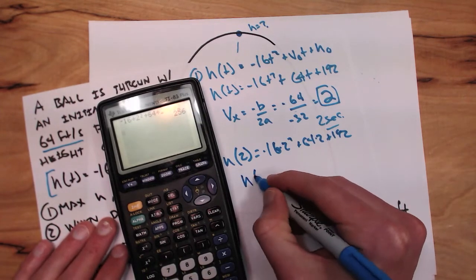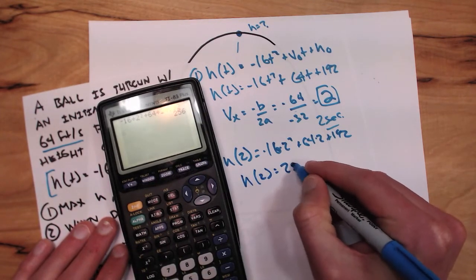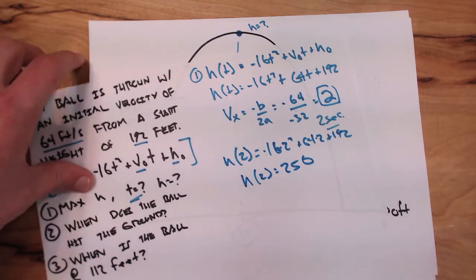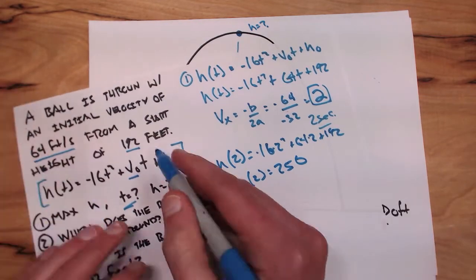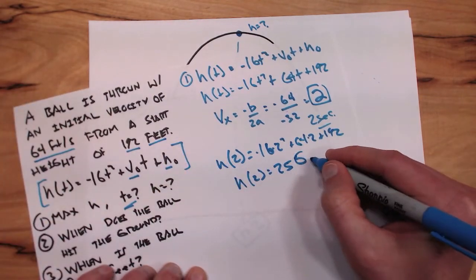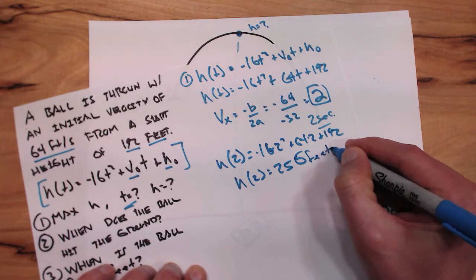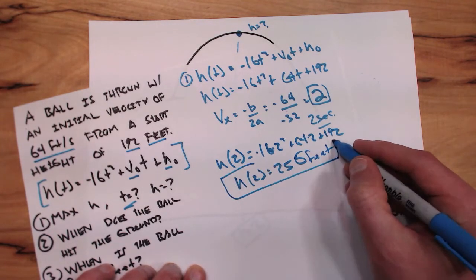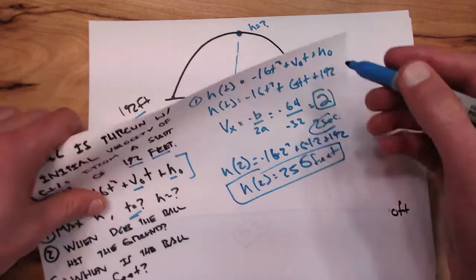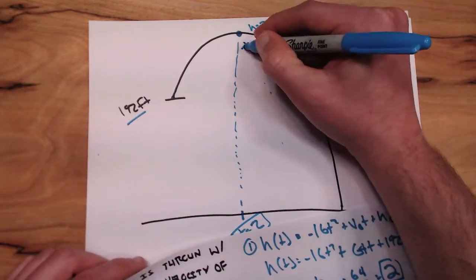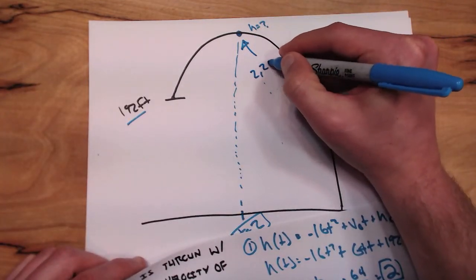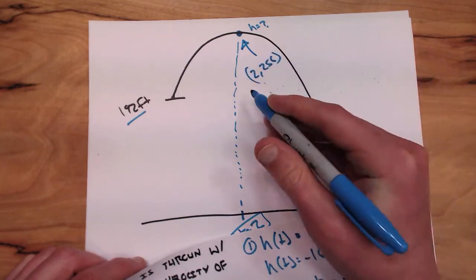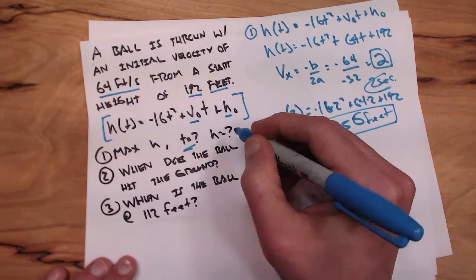So h of 2 is equal to 256. This is a physics problem, not just a math problem, so we want to include units. Our units are given in feet, so 256 feet is how high the ball will reach after 2 seconds, which is the maximum height. So we could say here, this is 2 seconds, comma 256 feet. That's that point. Okay, so number 1 is all done.